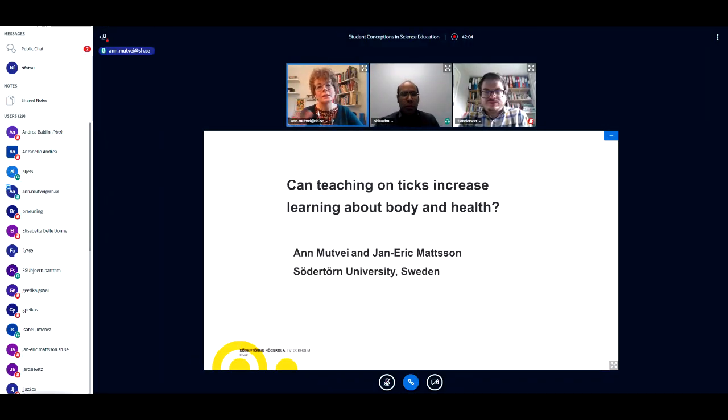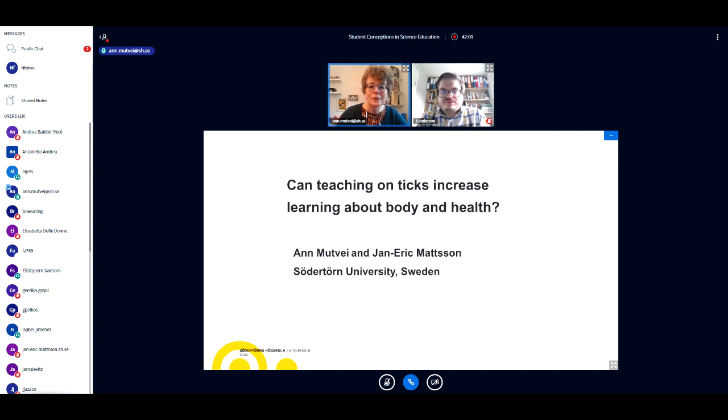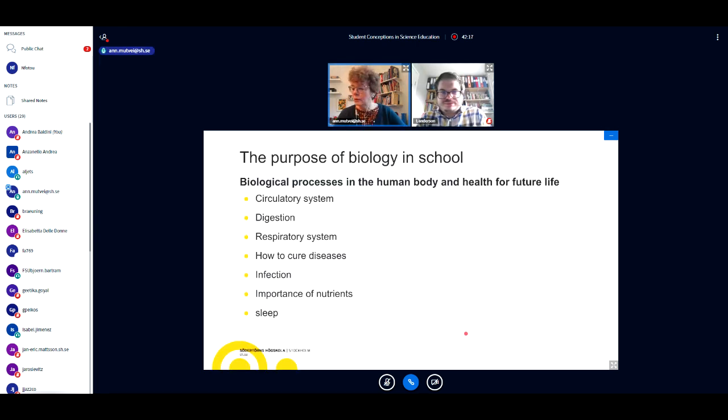Health. And I guess here we come also to the macroscopic and microscopic view. We will see, but it's in biology and not in chemistry. So one part of the biology subject matter in school is about biological processes in the human body and health for future life. And it includes circulatory system, digestion, respiratory system, how to cure diseases, infection, importance of nutrients, and sleep.